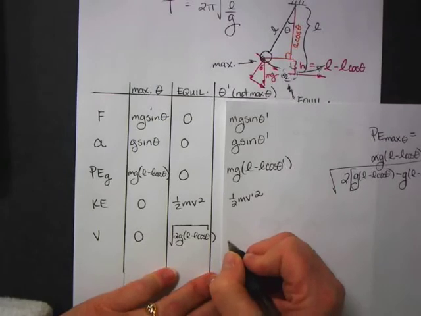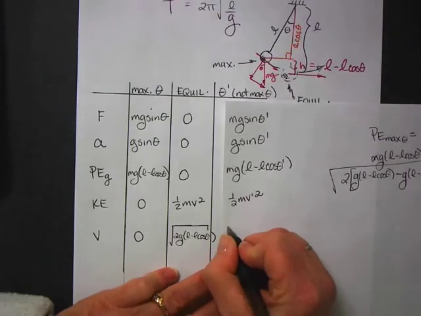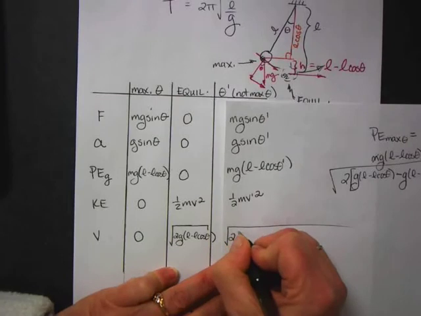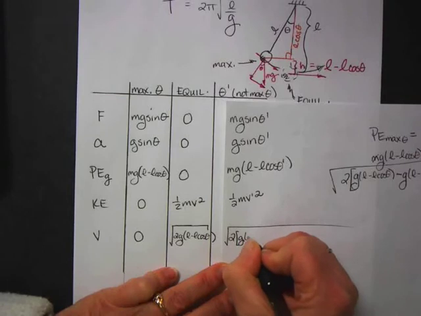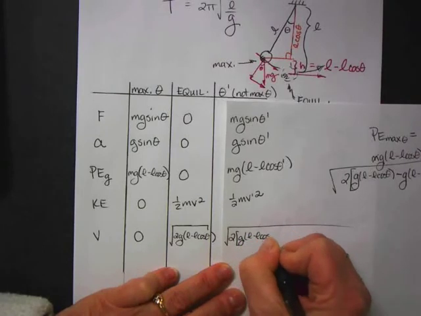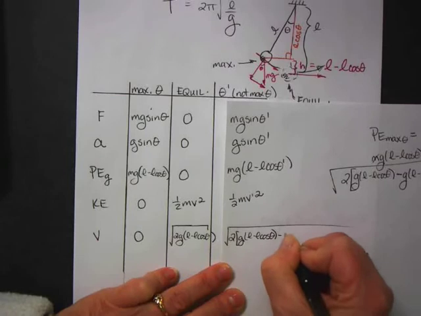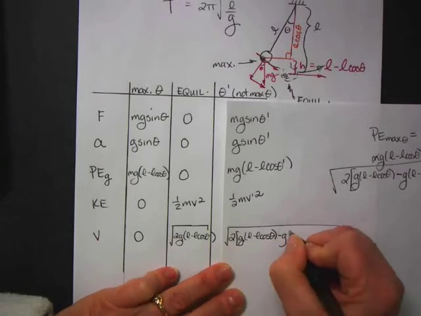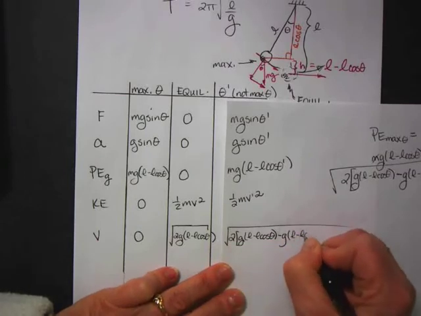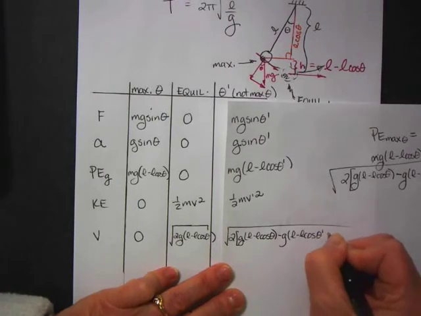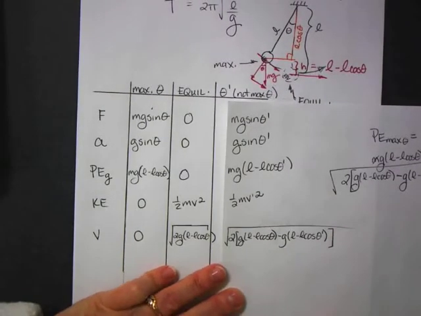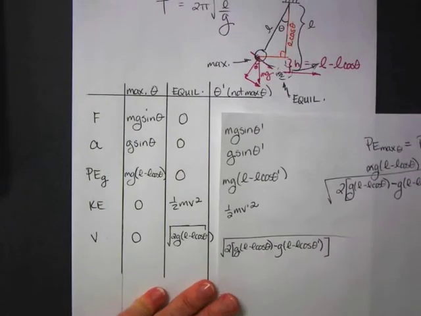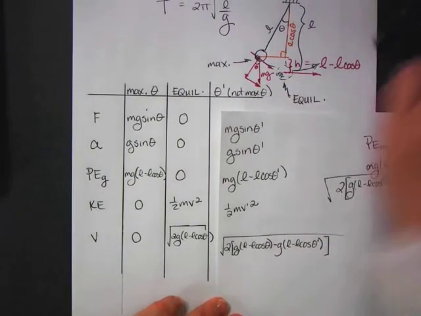To find the velocity at some angle other than maximum, it will equal the square root of 2 times the quantity g times (L minus L cosine theta) minus g, and you could factor that g out if you want to, times (L minus L cosine theta prime). Bam. That's that.